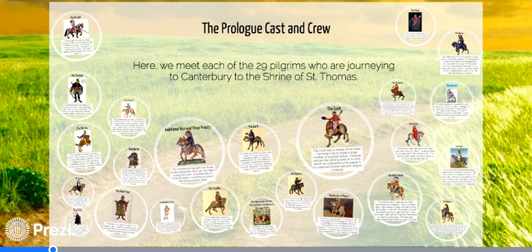So 29 pilgrims, they're all on a journey. And on their journey, they stop at an inn that can hold everybody. And the host of the inn, of the hotel essentially, says, hey, let's have a competition to entertain ourselves. Each person tells a story. And whoever tells the best story, they can have, like, a free meal or something. And so they're all trying to tell really good stories.